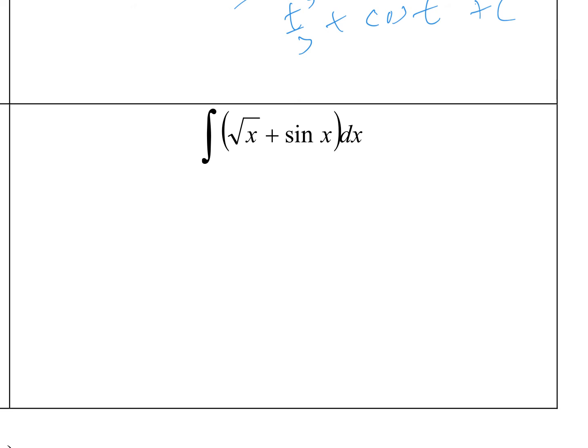We didn't do a square root like that before. We had it under the top. So I would write it as x to the 1/2 plus sine of x. Let's see if that stumps you. x to the 3/2. Yeah, x to the 3/2.